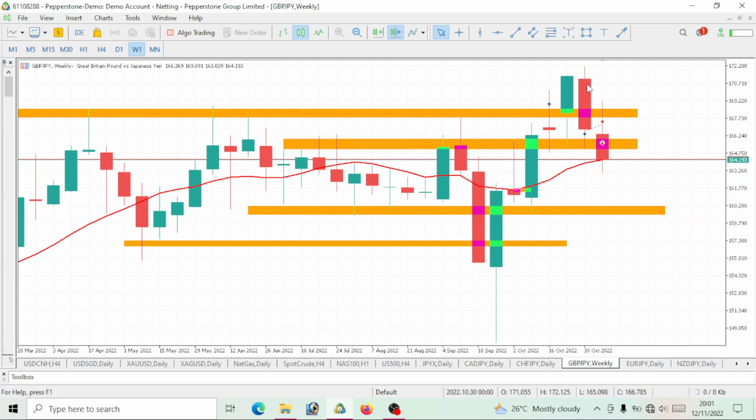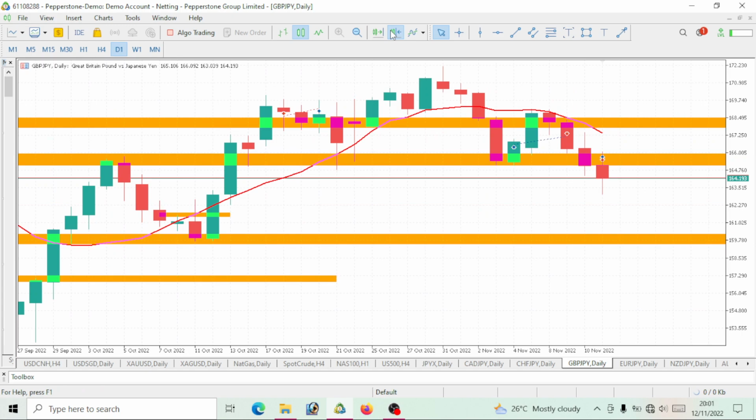Last week we actually opened and closed bearish. The week that just passed, we actually opened and closed bearish. So this week that we are predicting for, guys, we would also see it open and close bearish. So GBP JPY, have it in mind that we will be going bearish. That will now take us to the daily time frame.